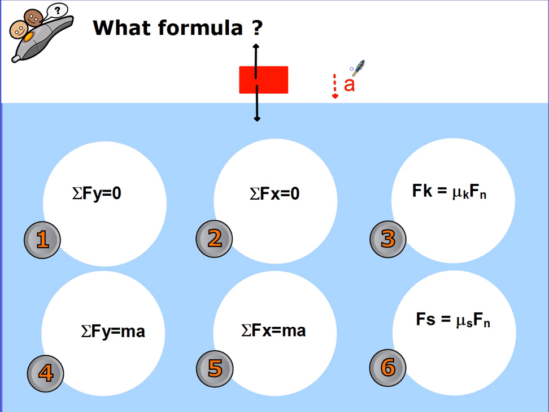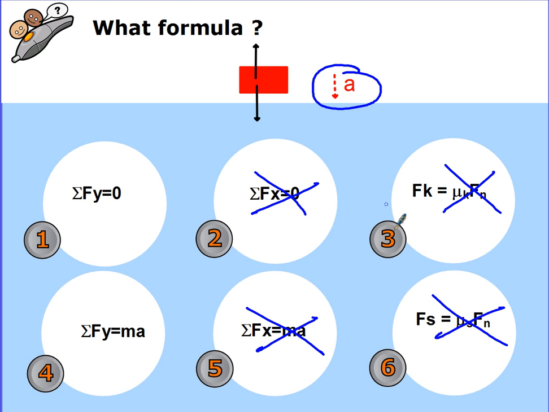What formula here? We have an acceleration going down. For the same reasons before, it can't be x. I don't have any arrows acting in x, and that's the definition of friction, kinetic and static. So now I have an acceleration. Well, because I have an acceleration, I know it can't be the sum of the forces is equal to 0. So my answer is 4.